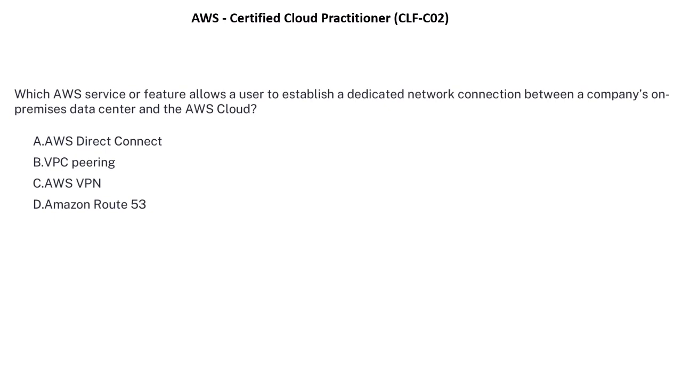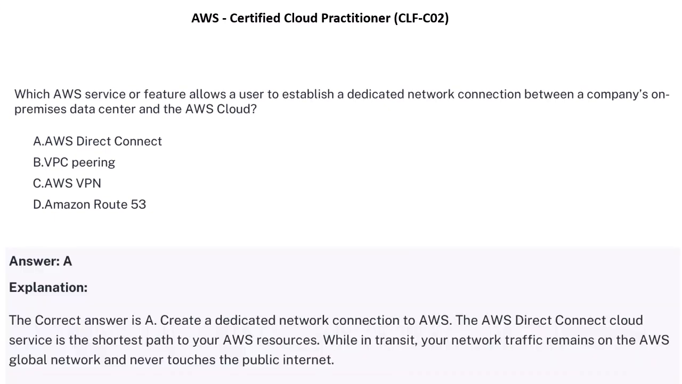So the correct answer for this question is option A. Create a dedicated network connection to AWS. The AWS Direct Connect cloud service is the shortest path to your AWS resources. While in transit, your network traffic remains on the AWS global network and never touches the public internet.